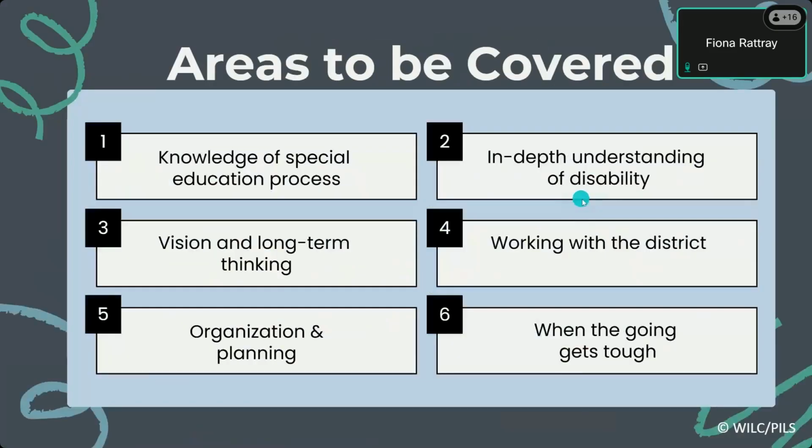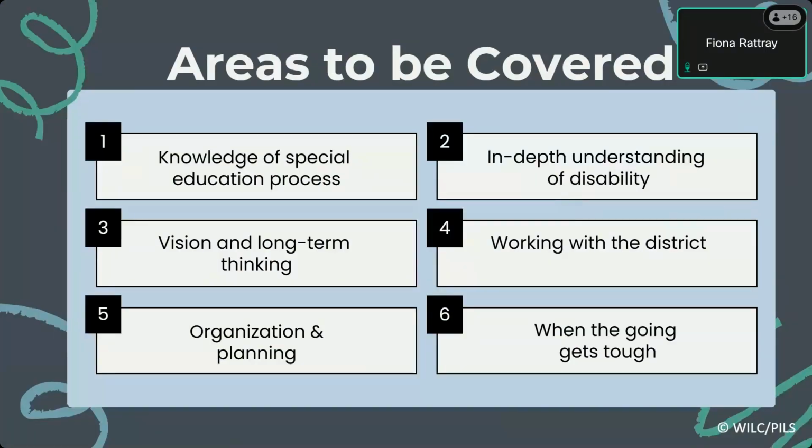Moving on. Before we dive in, we really want to give you a roadmap of what we're going to be covering in this session. These 6 areas we consider to be the foundation of effective advocacy, and each one really builds on the other. It starts with an understanding of the special education process itself. There we're really talking about the laws, the procedures, and the rights that guide everything that happens in an IEP.